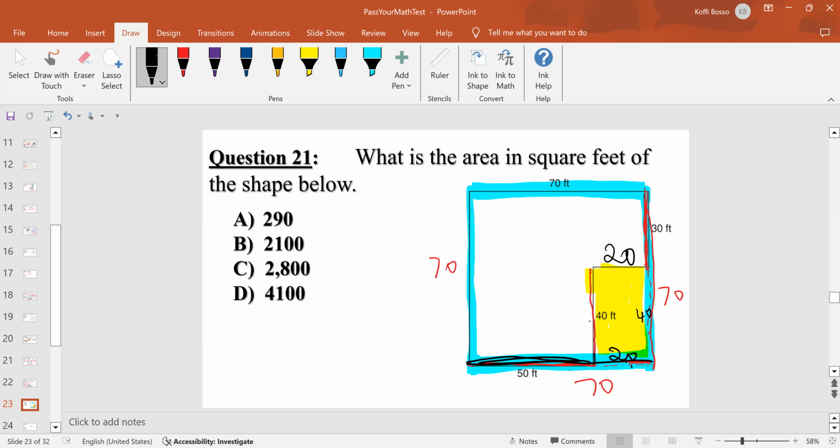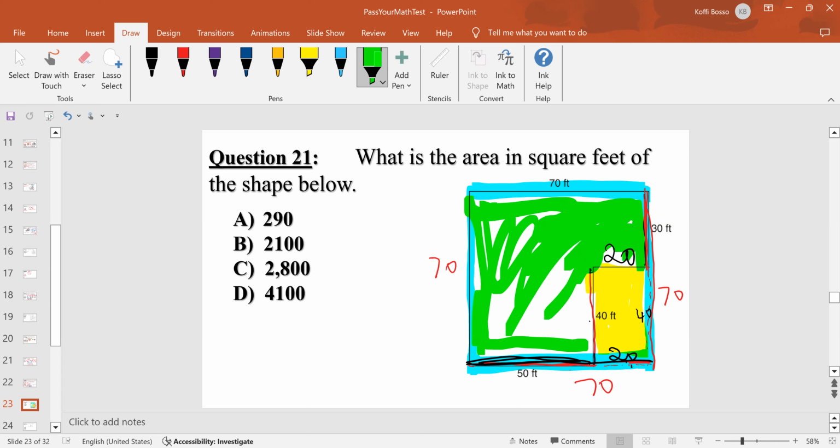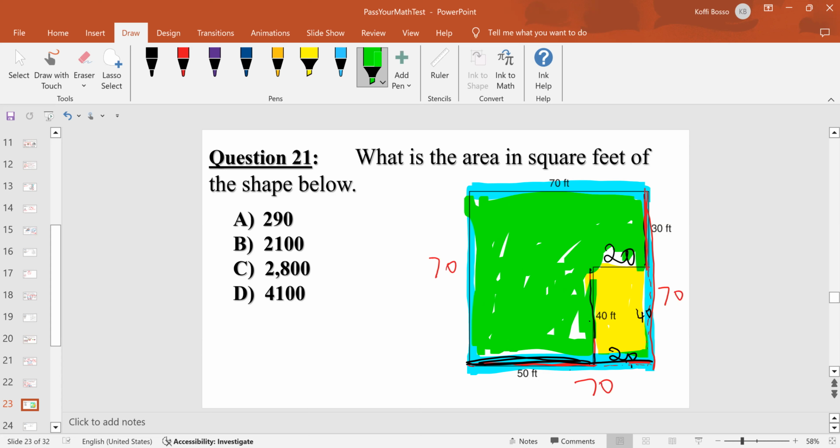So to find the area of the shape, let's use something, okay, green. I want to find the area of this green side. That is the original shape. Okay, so what I'm going to do is find the area of the entire shape. By entire shape, I mean you can put this one, this one, this one, this one, which is a square.